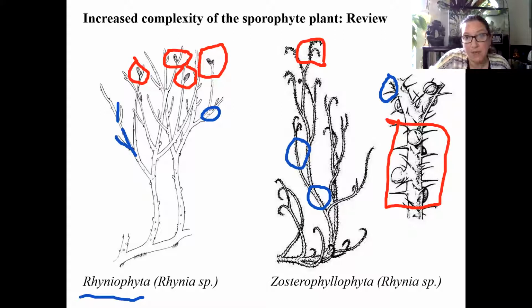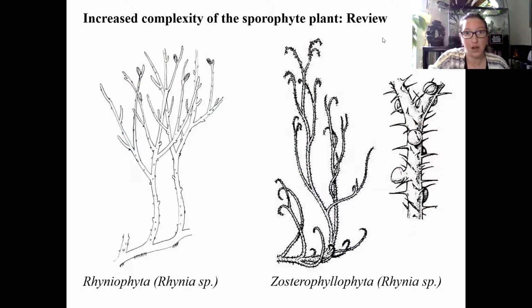But they're also able to grow on the sides of the stem now. See, here's the sporangium. Here's the sporangium. Which allows you to increase the number of sporangia per sporophyte plant even more, because you're not limited to the tips anymore. Now you can have it on the sides as well. So we're still talking about increased complexity of the sporophyte plant here.